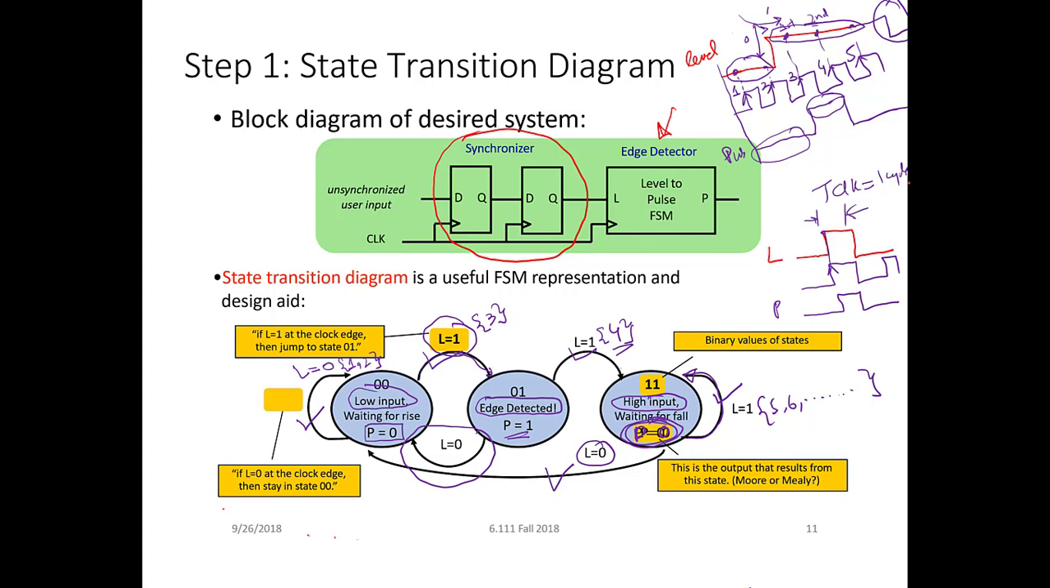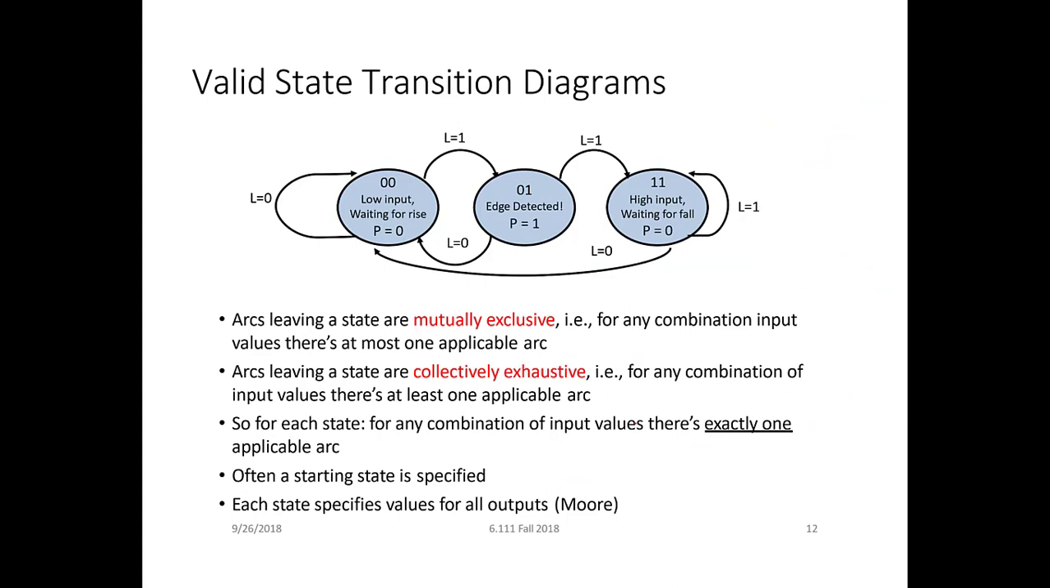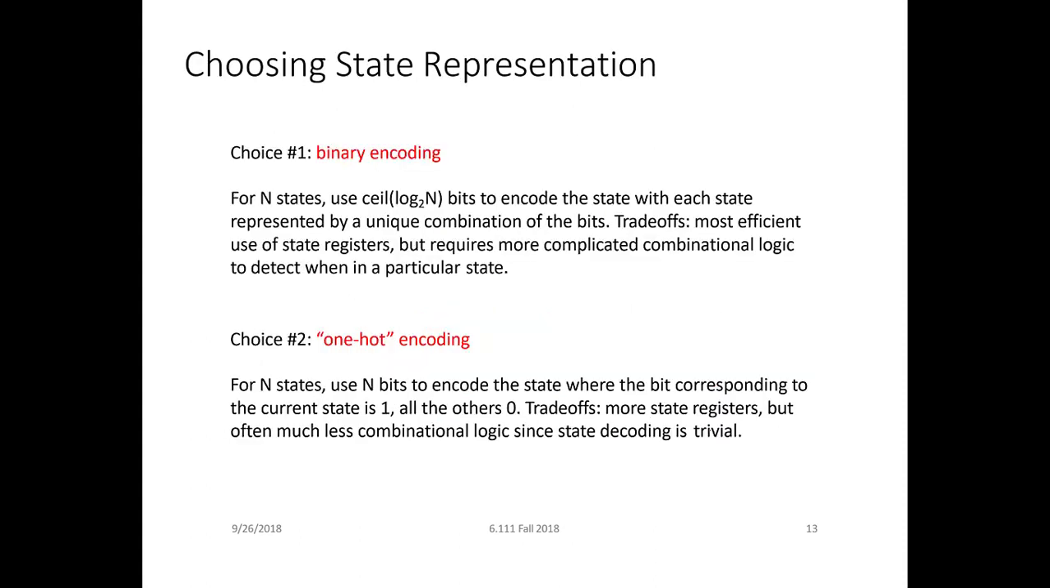But your FSM should be complete. By complete, it means that if your input is 1 bit, for example in this case L is 1 bit, then each state should have 2 arrows, for L equal to 0 and for L equal to 1. So I hope you understand this FSM. This is called a Moore FSM. This is some detail about the properties of the arcs, as I told you.